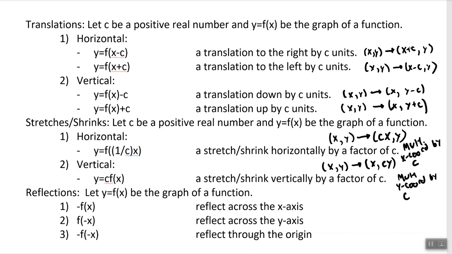And notice you can really see, once I emphasize it with this, that when you subtract inside, it's really a shift in the positive direction. And when you add inside here, it's really a shift in the negative direction.